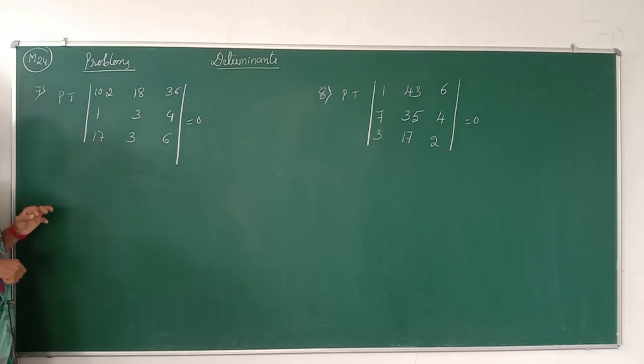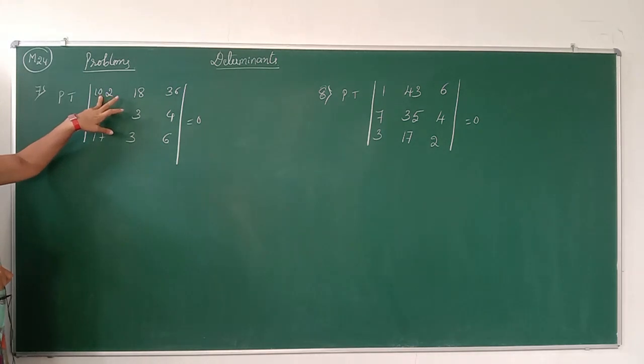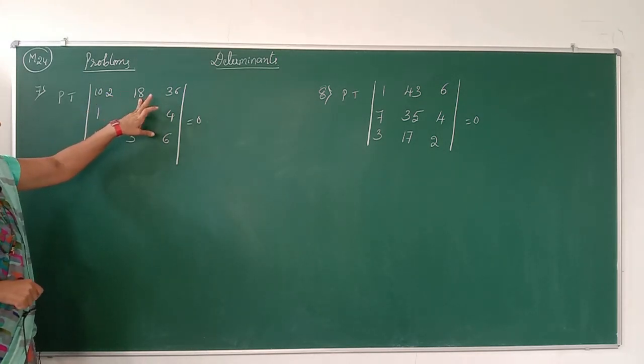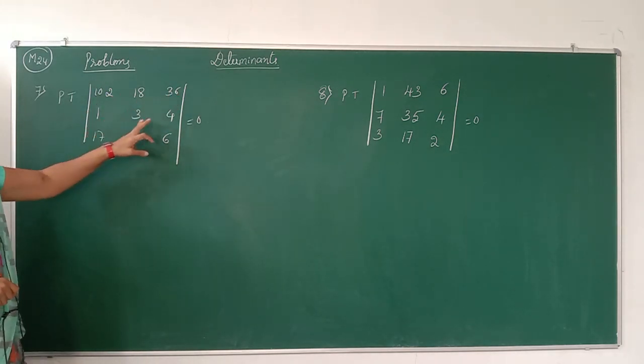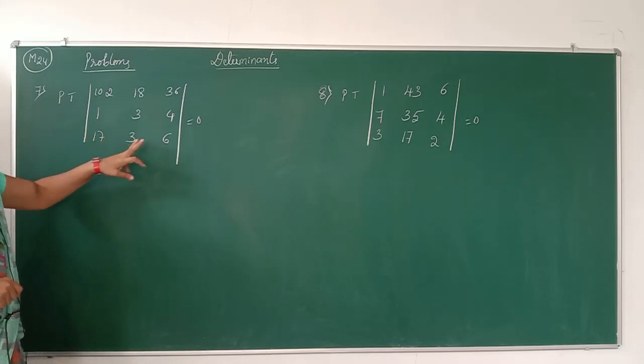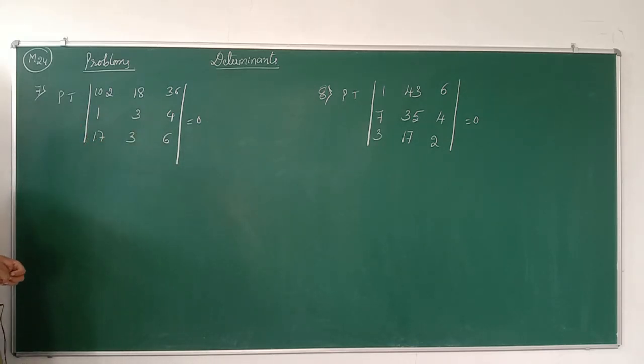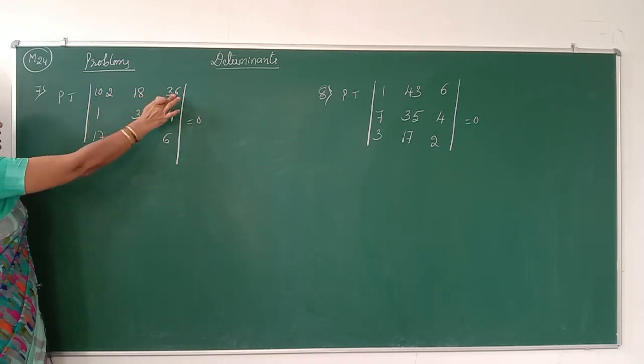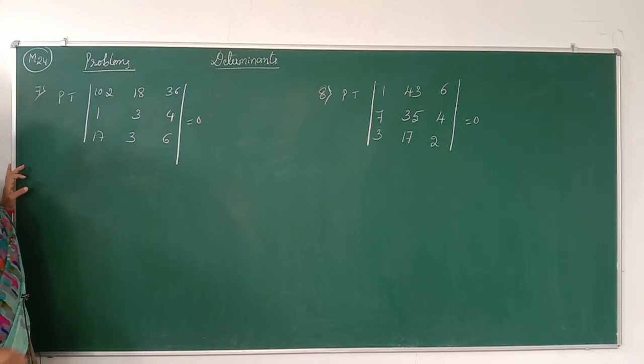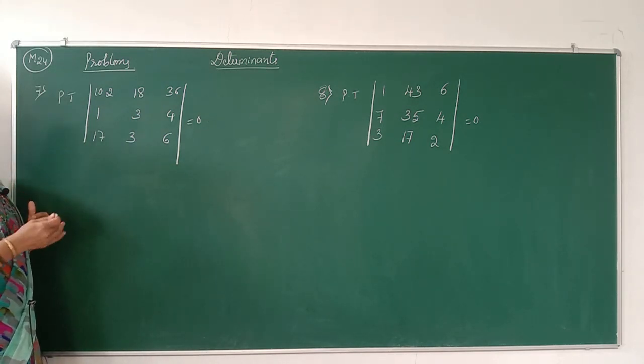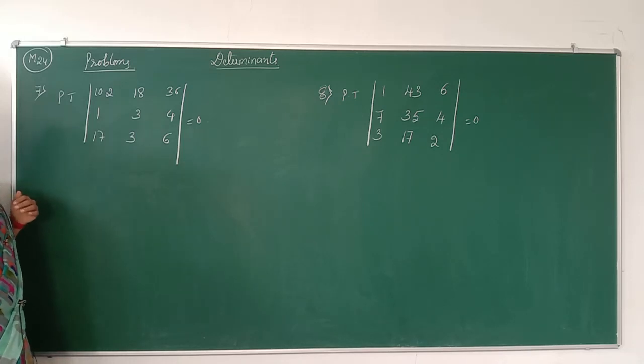Now the first problem: prove that the determinant with rows 1 or 2, 18, 36; 1, 3, 4; 17, 3, 6 is equal to 0. We observe whether all the elements of any row or column are multiples of a number. In the first column, if all these elements are multiples of 2, then it is possible to take it as a common factor. Other than 2, we check for other multiples.